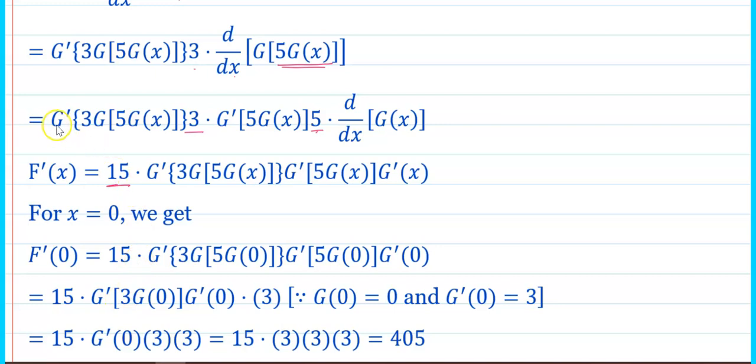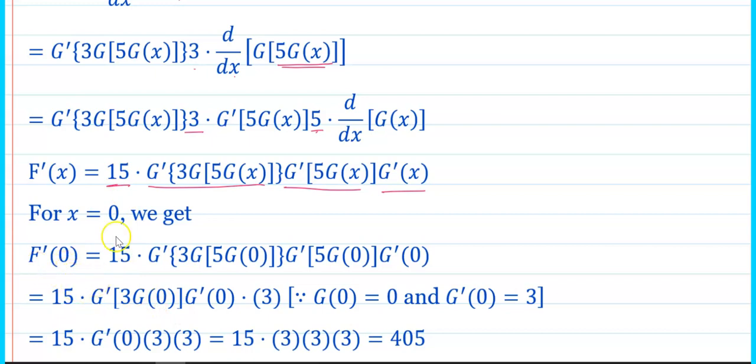g dash of 3g in bracket 5g of x. This is the one. Next, g dash of 5g of x. It is here. And lastly, g dash of x. Put here x equals 0. Everywhere we put x equals 0.